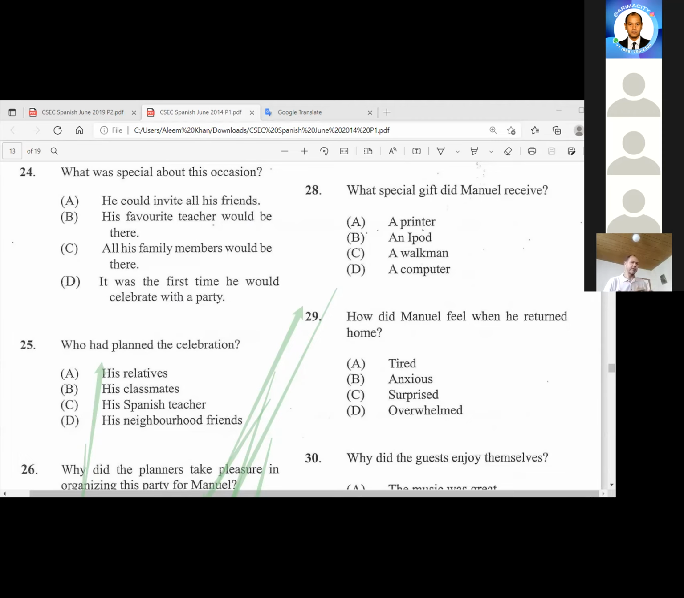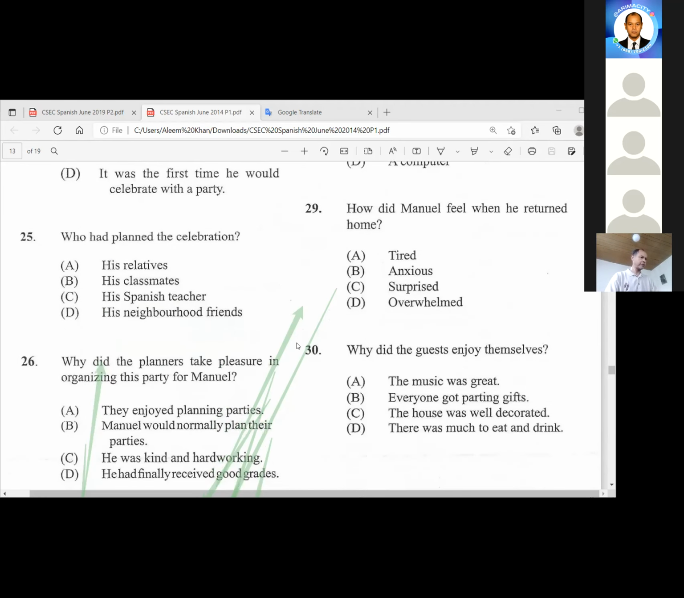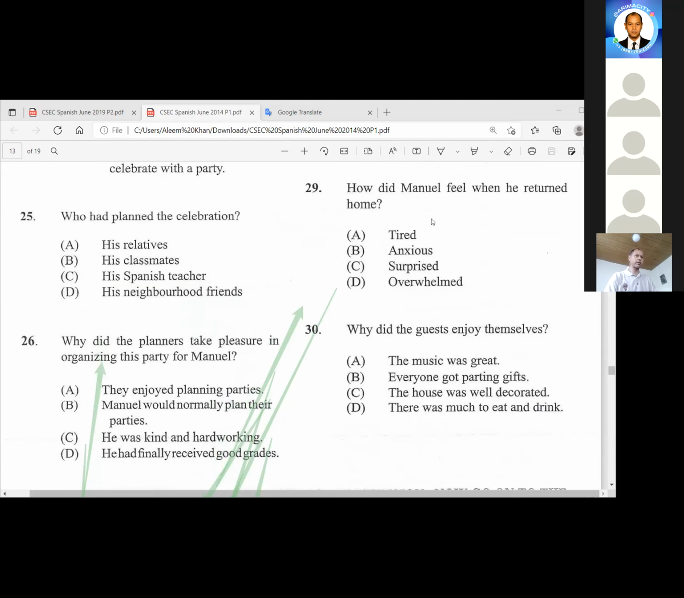What special gift did Manuel receive? Yarima? The computer, very good. After Yarima is supposed to be Malika. Okay. So how did Manuel feel when he returned home? Tired, anxious, surprised, overwhelmed. Okay.